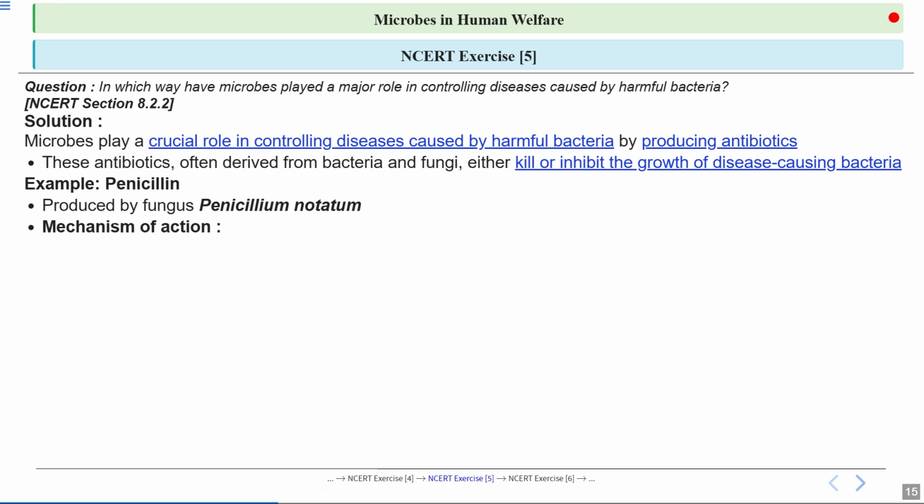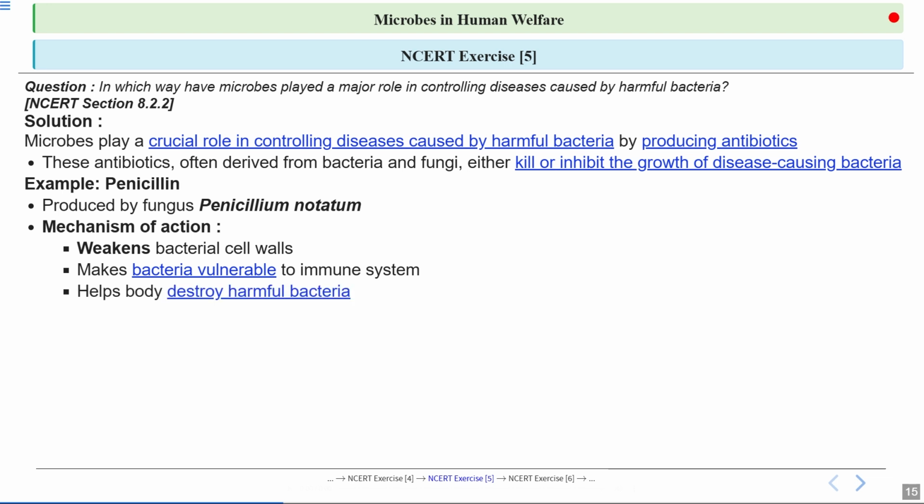Okay, what is the mechanism of action? It weakens the bacterial cell walls. Okay, clear? Or you can say it causes the breakdown of the bacterial cell wall. It makes bacteria vulnerable to the immune system. So penicillin attacks and weakens the protective outer layer of the bacteria. So that's why it becomes more vulnerable to the cells of the immune system.